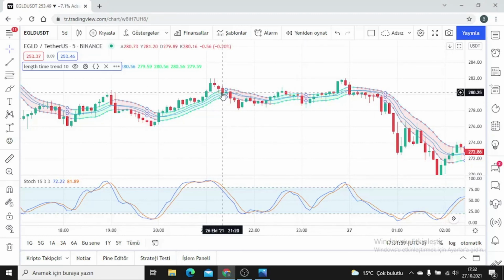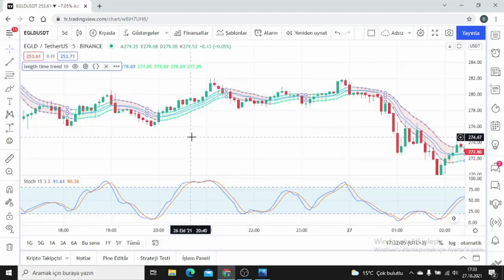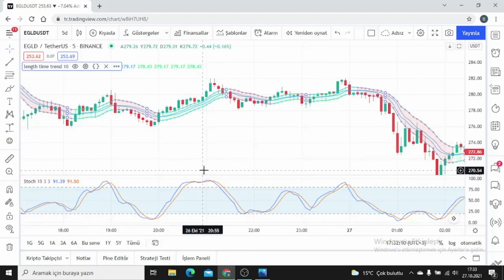How long do we protect it? Until the time when it suddenly closes in the channel. So here, friends, we are exiting the transaction. But as I said, I always say, do not use an indicator alone.